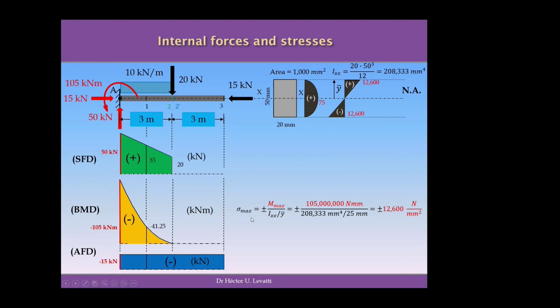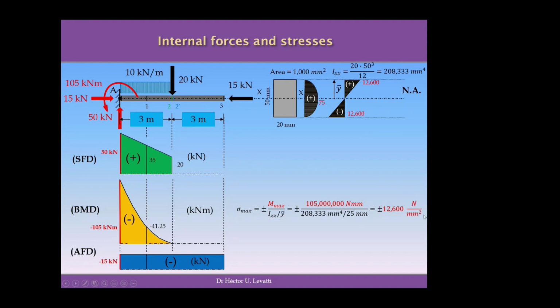In order to calculate the maximum bending stress, we need to apply this other formula here, which would be tensile or compression. The maximum moment is 105 kilonewton meters. If you convert to newton millimeters, it will be 105 million newton millimeters, divided by the moment of inertia, and this moment of inertia needs to be divided as well by a quantity, which is the distance from the neutral axis to the fiber where you want to calculate the stress. In this case, because it's the maximum, we want to calculate the stress at this extreme on top or at the extreme at the bottom, so the distance is 25 millimeters.